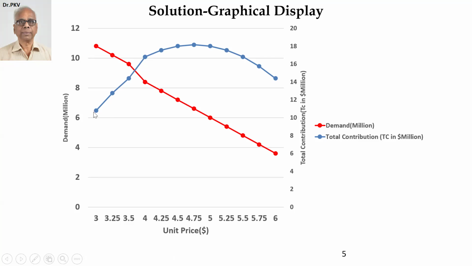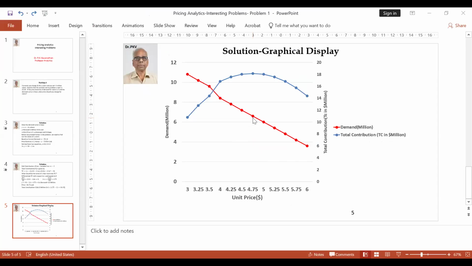The profit or the contribution is a nonlinear function. So you go and see 4.75, and I will show you in this form 4.75, 6.6 million, and the profit is $18.15 million. And therefore the price, demand is 6.6 million, and the total contribution is $18.15 million. Signed, sealed, and delivered this magnificent problem.